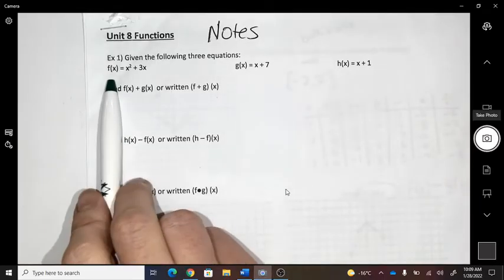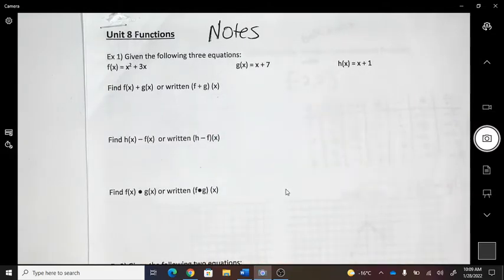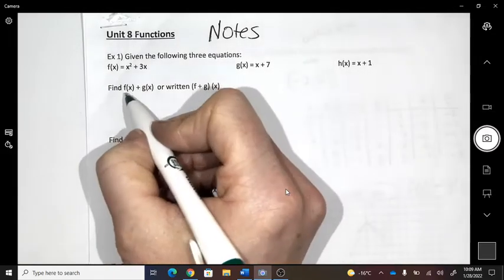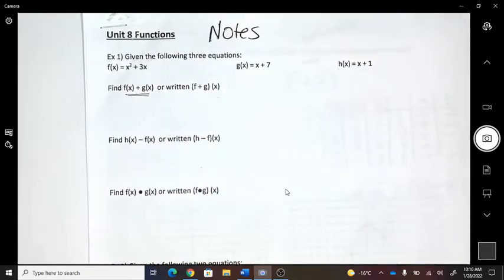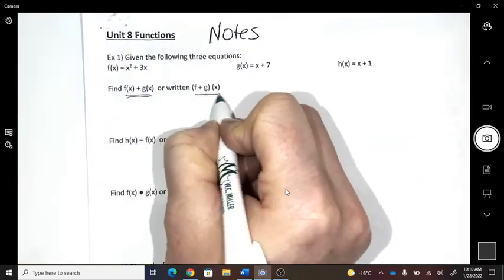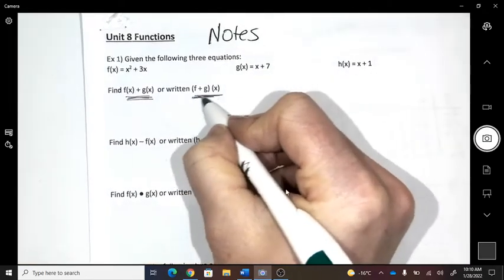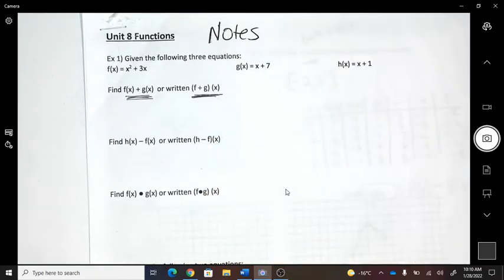Okay, so pay attention. This is f of x, g of x, h of x. Find the equation for these two functions added together. So the notation might look like that in a question or like that. So you might see either one of those. You'll probably see the second version more.